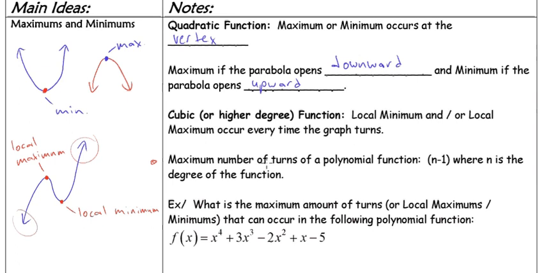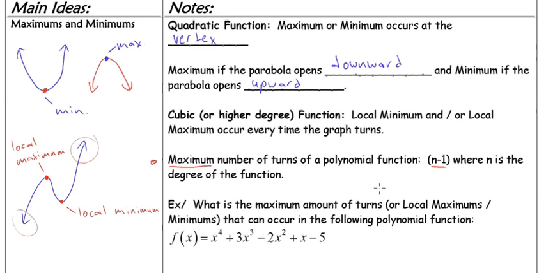You won't always have that many turns. You could have fewer, but the maximum number of times that a polynomial function is going to be able to turn is one less than the degree of the function. So if it's a fifth degree function, it could turn up to 4 times. If it's a 10th degree function, it could turn up to 9 times. It could turn less, but the maximum number is going to be one less than the degree of the function.